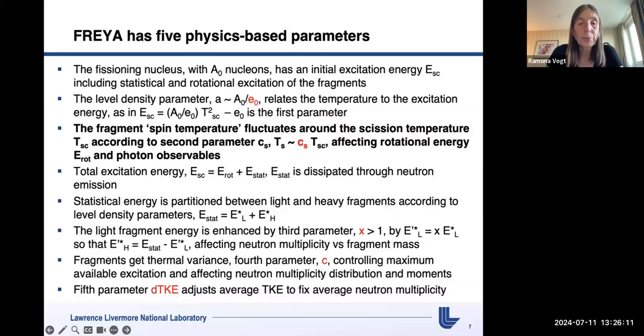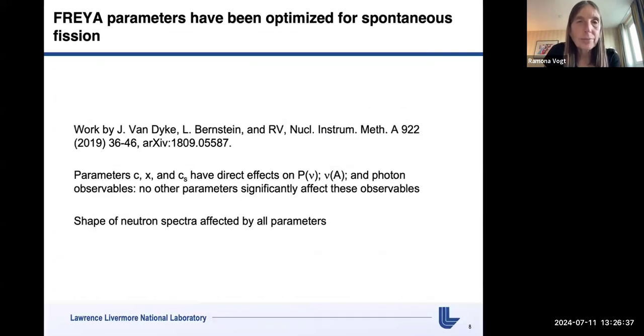And then we have a fifth parameter that we call DTKE, because all of this is basically related to the excitation energy, but the TKE is not just independent of everything. We adjust that to some degree to fix the average neutron multiplicity, so it's approximately correct.